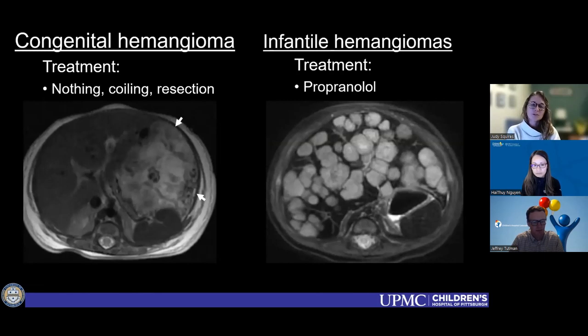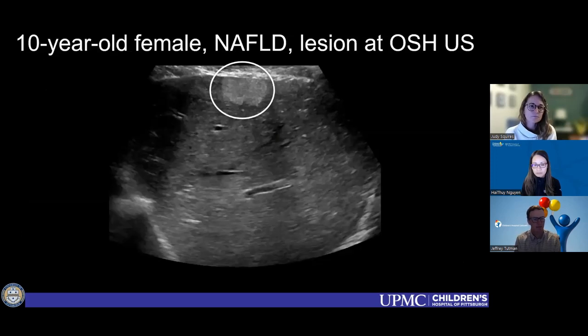So with congenital hemangiomas, they might try to coil somebody if there's a lot of shunting and they're symptomatic, but usually we do nothing for those. Whereas infantile hemangiomas, they'll treat with propranolol if they need to.